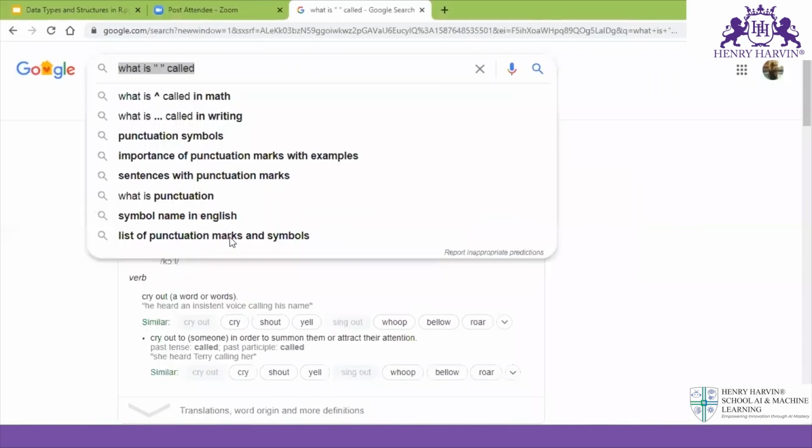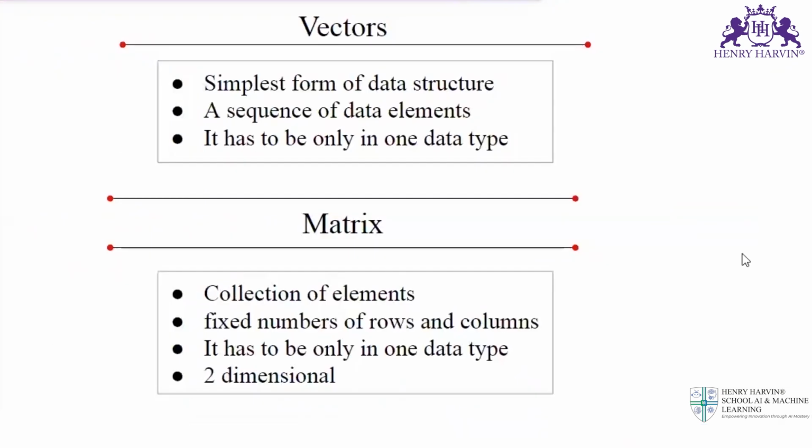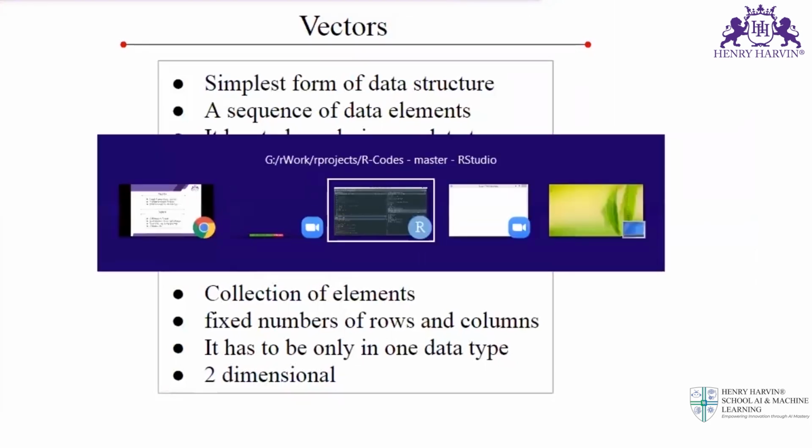Let's go to the next one, which is matrix. A matrix is a collection of elements with a fixed number of rows and columns. It is a two-dimensional data structure, but there should be only one data type in the whole matrix. It means the rows and columns should be either numeric or character or logical or any other, but only one data type.